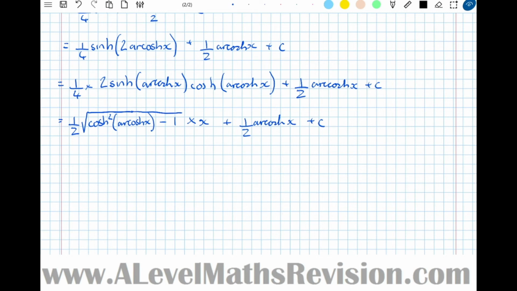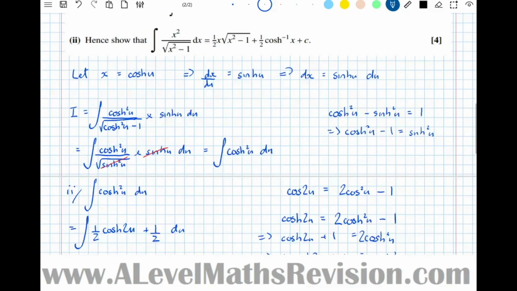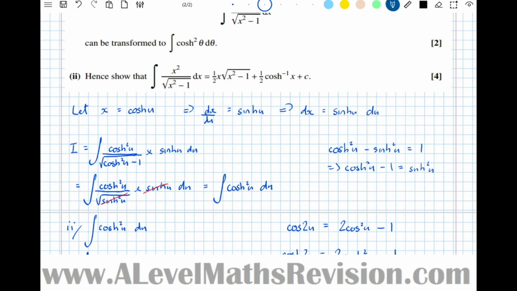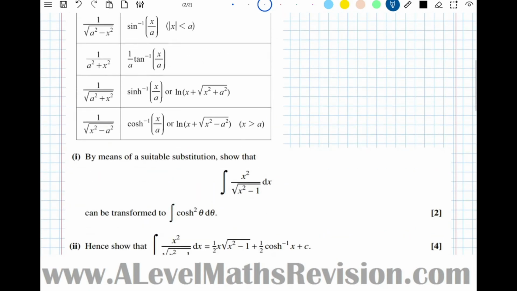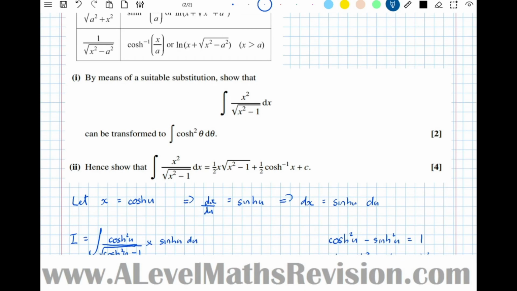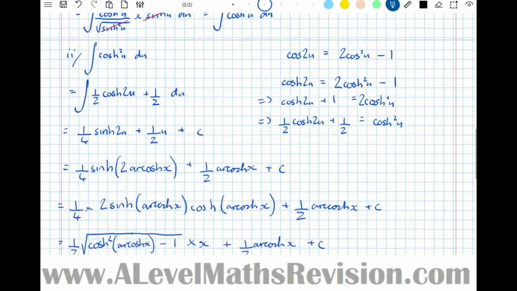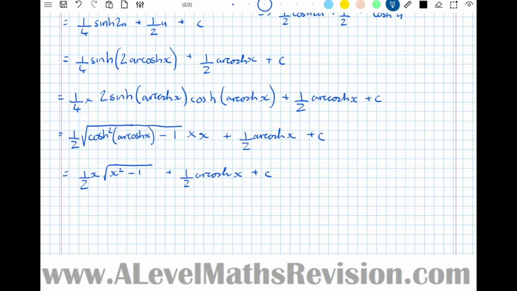And here this says cosh of arcosh of x times cosh of arcosh of x. Well, that's just x times x. And this x here we can put at the front, so equals 1/2 x square root of x squared minus 1 plus 1/2 arcosh of x plus c. And let's just check that that matches the answer given. So 1/2 x root of x squared minus 1, yep. Plus 1/2 arcosh of x plus c. So yes, it indeed does match the answer given.